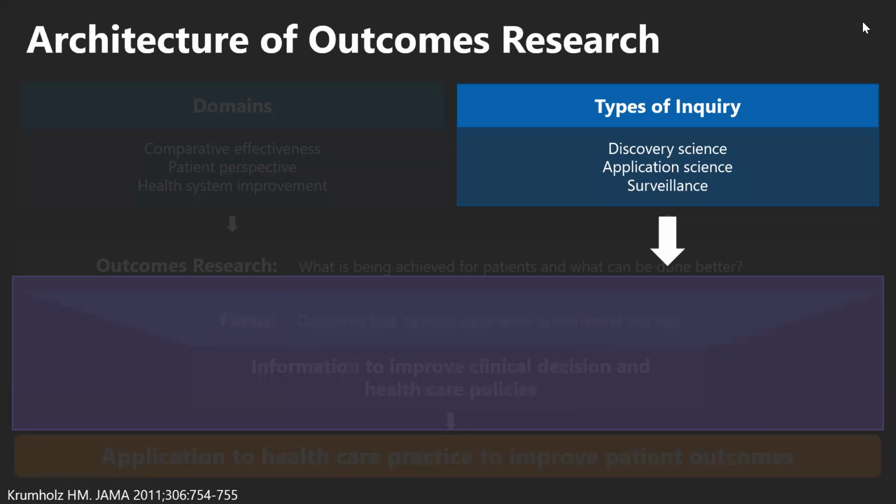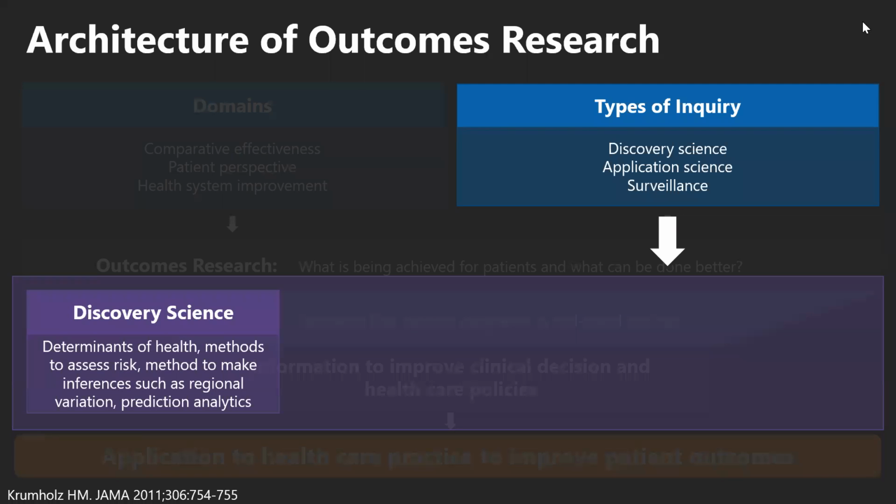If you think about the types of inquiries, you can think about discovery science, application science, and surveillance. Those are the three types of research that we do in terms of methods. Discovery science includes things like determinants of health and methods to assess risk. These are the analytics. You hear a lot about big data analytics now, which really started with outcomes research: could we do modeling to predict somebody's chance of dying, somebody's chance of rehospitalization, and such.